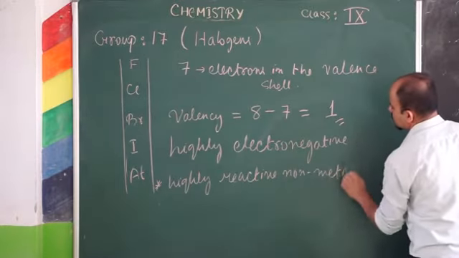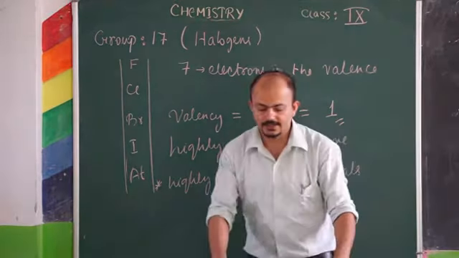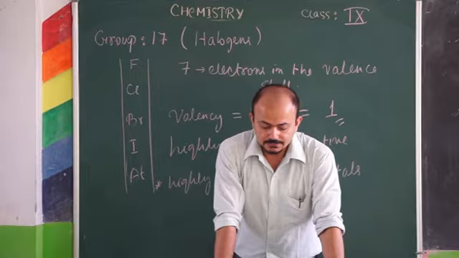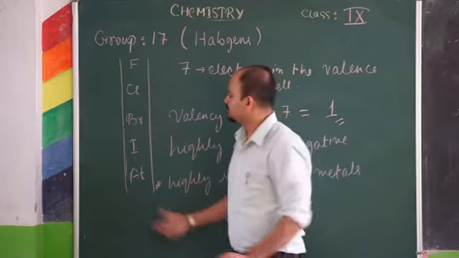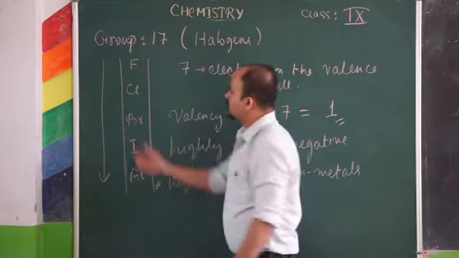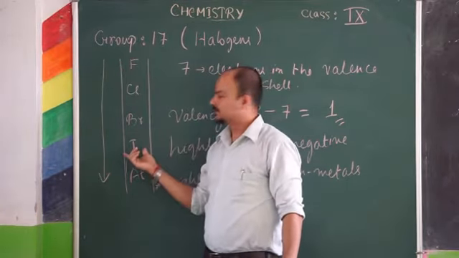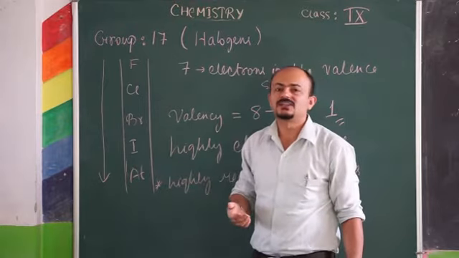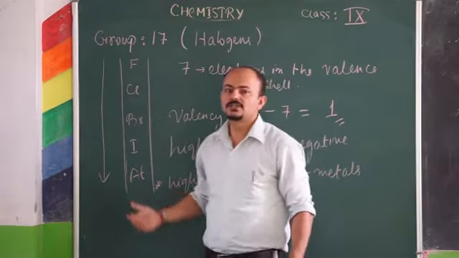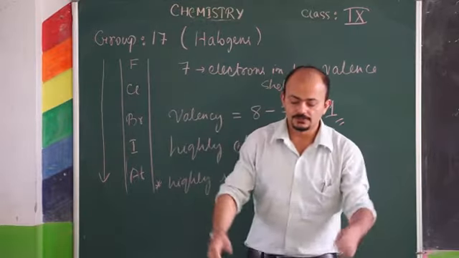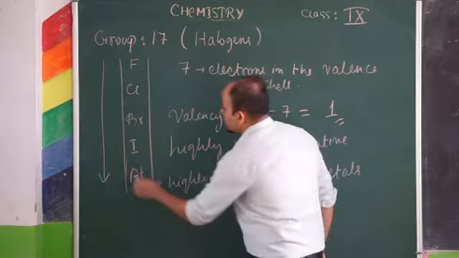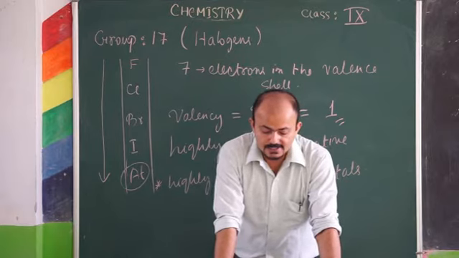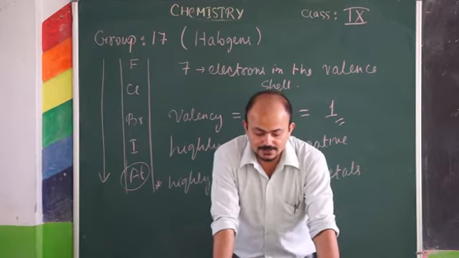non-metals. As you go from top to bottom in the group, what will happen? In any group, not only in this group, their boiling point and melting point will always increase. Why? Because as you go from top to bottom, their molecular mass will increase, and the more the mass, the higher the boiling point. And you have to remember, astatine is a highly radioactive and rare element.